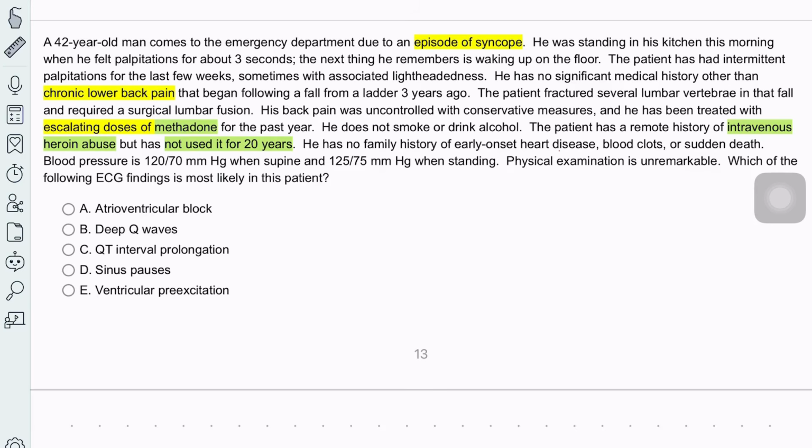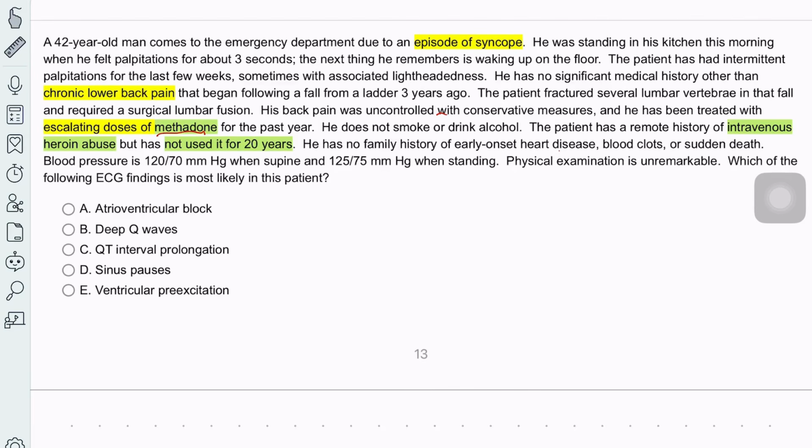His back pain was uncontrolled with conservative measures, and he had been treated with escalating dose of methadone for the past year. He does not smoke or drink alcohol. The patient has a remote history of IV heroin abuse but has not used it for 20 years. He has no family history of early onset heart disease, blood clot, or sudden death. Blood pressure is 120/70 in supine and 125/75 in standing. Physical examination is unremarkable. Which of the following ECG finding is most likely in this patient?